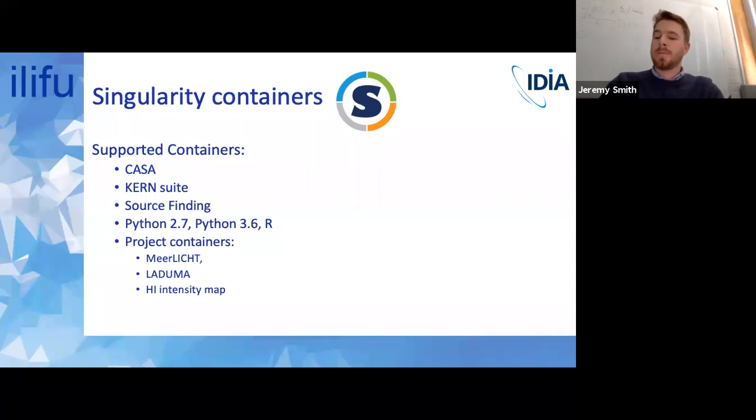We also provide containers specific for project groups. These are projects who have approached us to help them develop containers, such as the MIGHTEE, LADUMA, and the HI intensity map. We do welcome users as project members to approach us if they need assistance with container development. Then these containers are available in the system, and all the users who are part of a project have access to them.